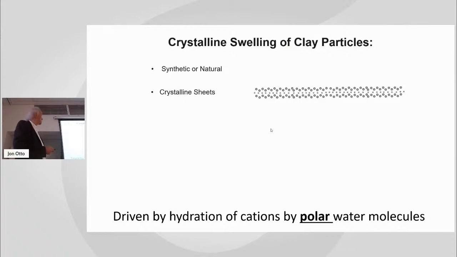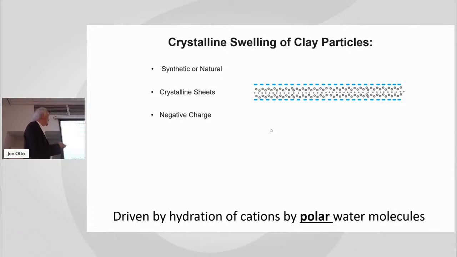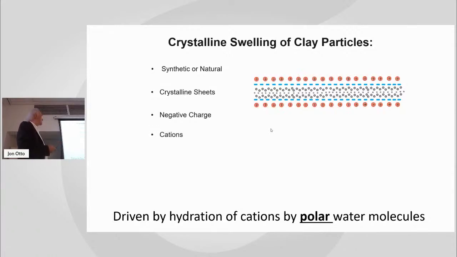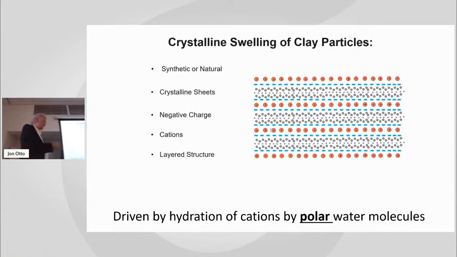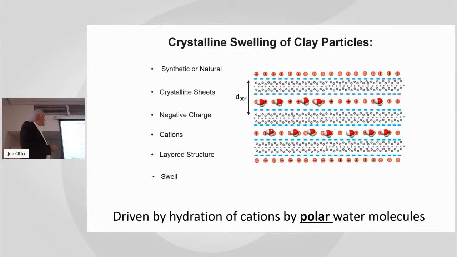So this is a summary of what happens in the crystalline swelling case. We have this clay, which can be synthetic or natural. We have these sheets, which are negatively charged on each surface. Then there are cations to compensate for that negative charge. The sheets form stacks, and they stack by sharing these cations between one layer and the other. That's what keeps it together. Then there is a repetitive distance in the stack, which we call the d-spacing. And then you can add water, and the system swells. This is the crystalline swelling with one layer of water in this example.